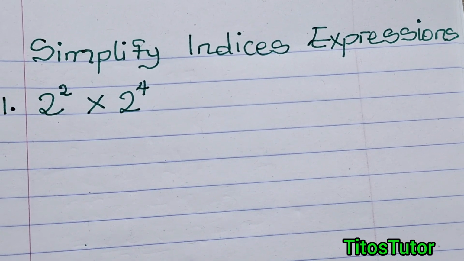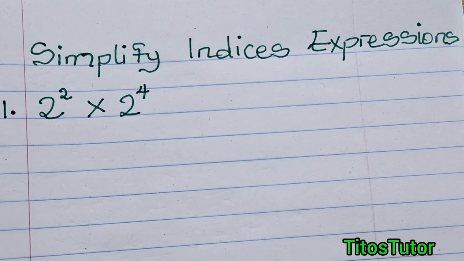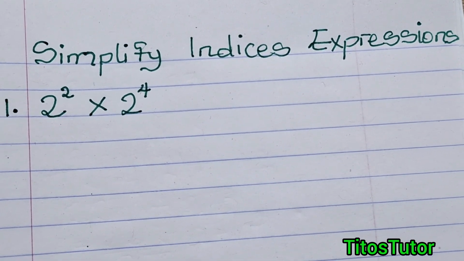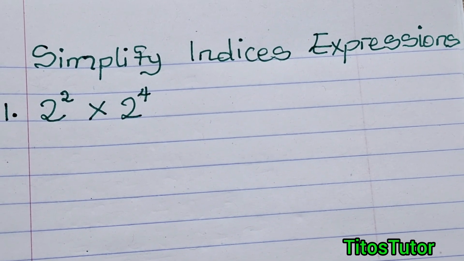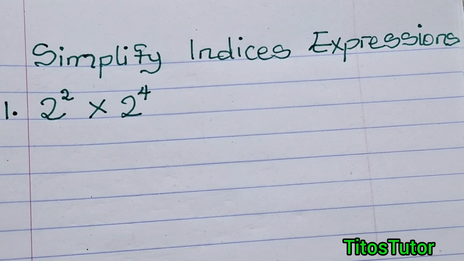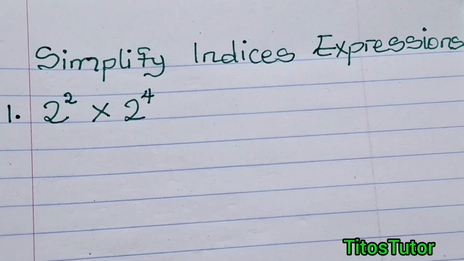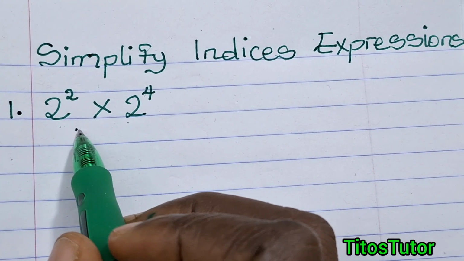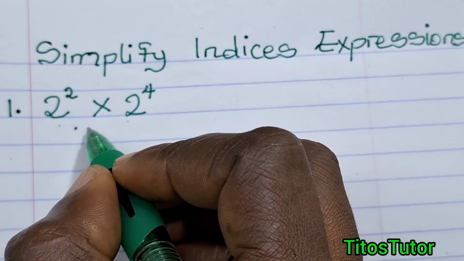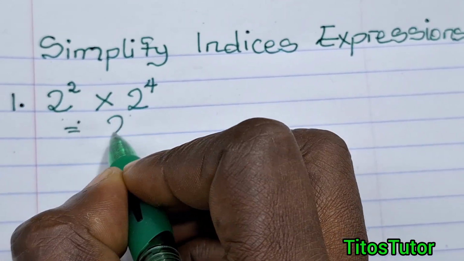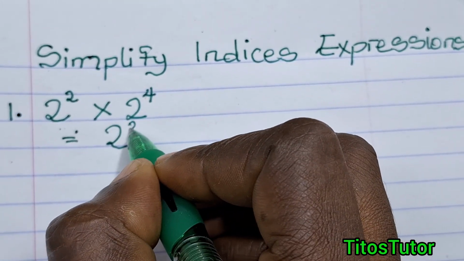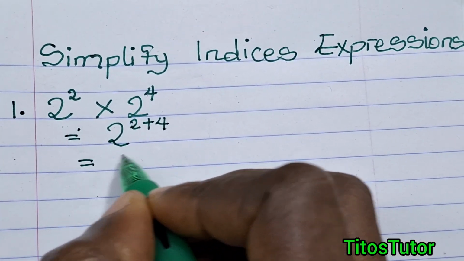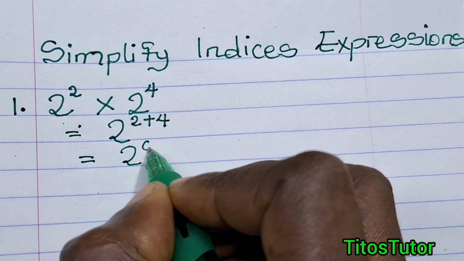In today's video, we're going to be simplifying indices expressions that involve exponentials. Our first question is 2 squared multiplied by 2 raised to the power of 4. Because the bases are equal, we're going to use the product law of indices. Choose one of the bases and add the powers. This is the same as 2 raised to the power of 6.